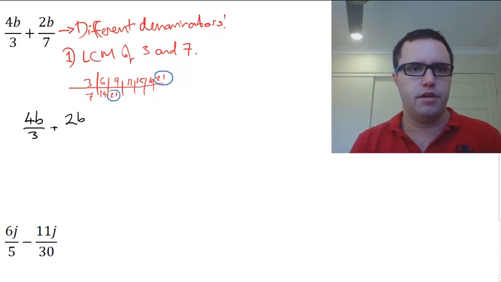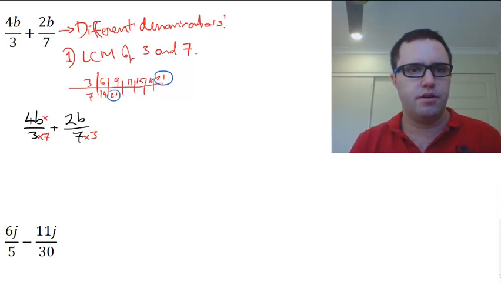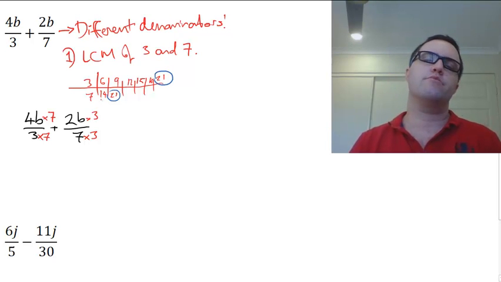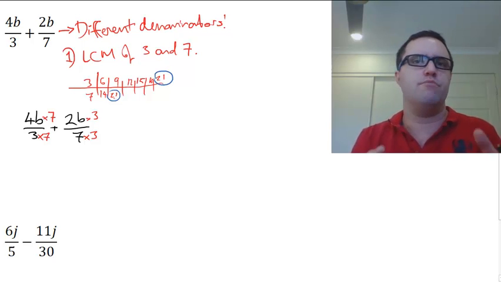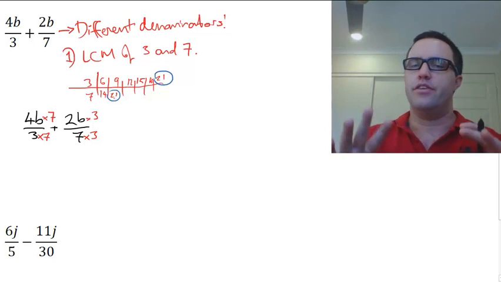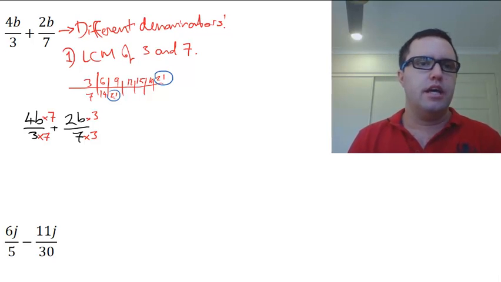plus 2b over 7. Now, what are we doing to this 3 to make it 21? We're multiplying by 7. We're multiplying this one by 3. So that means this top one needs to be multiplied by 7, and this top one here needs to be multiplied by 3. Because remember, we are making equivalent fractions. To make an equivalent fraction, you multiply the numerator and the denominator by the same number. That is how you make equivalent fractions.